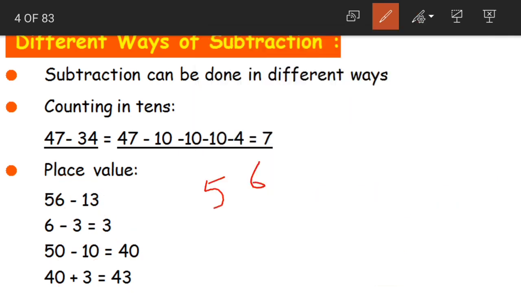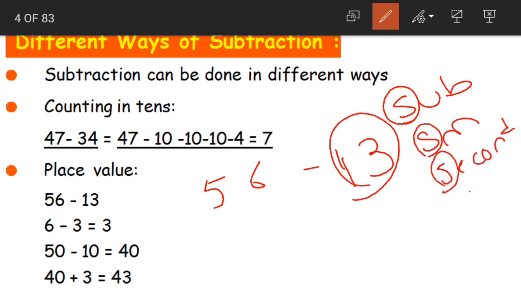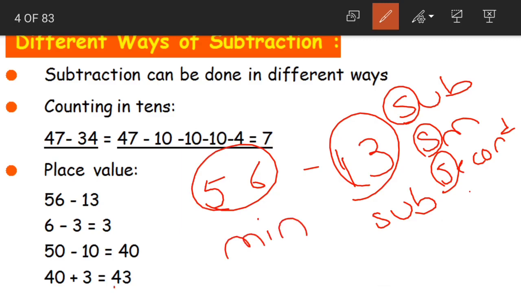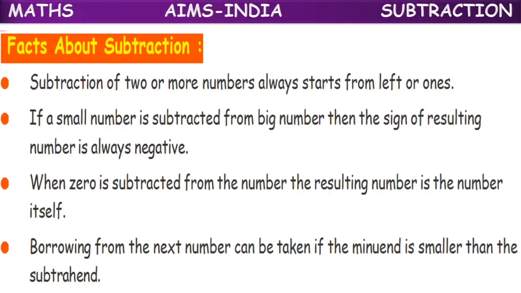Now in 56 minus 13, which is the subtrahend? Tell me, which is the subtrahend? Again, as I said, subtrahend, S means small. Which is the smaller number? We can say small or the second number. Both start with S only. So this is our subtrahend. And the bigger number is the minuend. Yes, 56 is the minuend. 13 is the subtrahend. 43 is our difference. 43 is what we got by subtracting the two numbers. So the answer 43 will be called our difference. Clear, children? Now moving on.